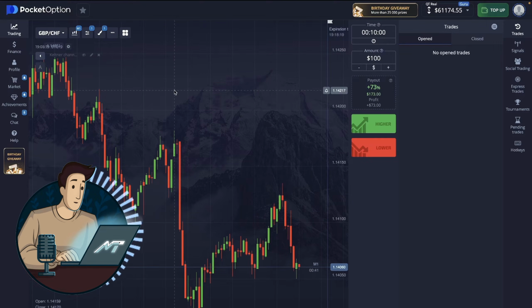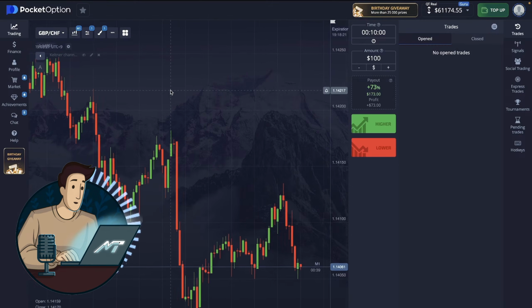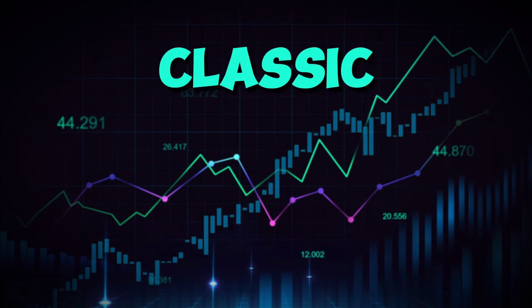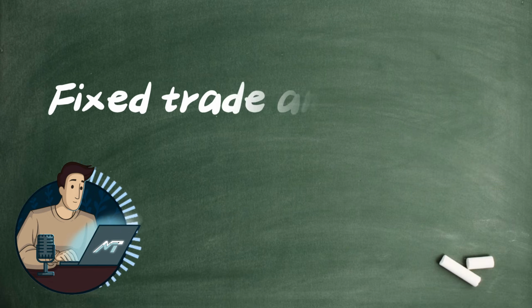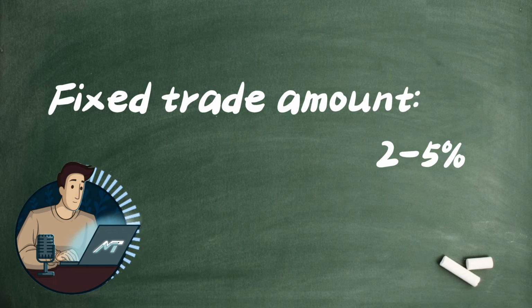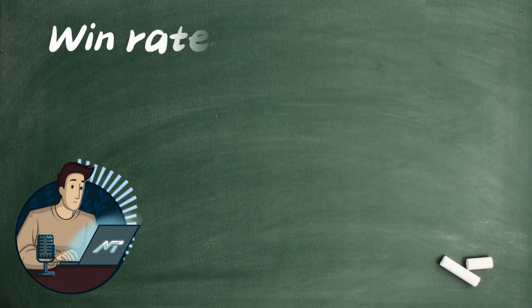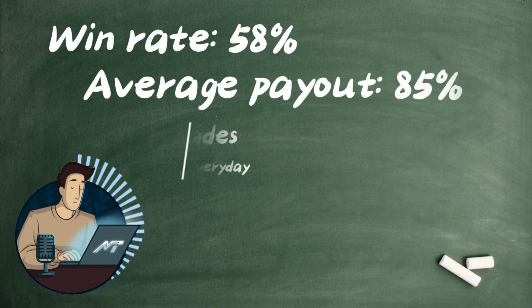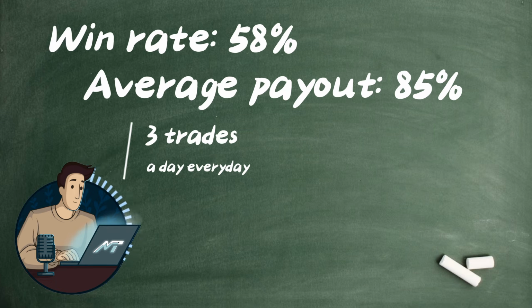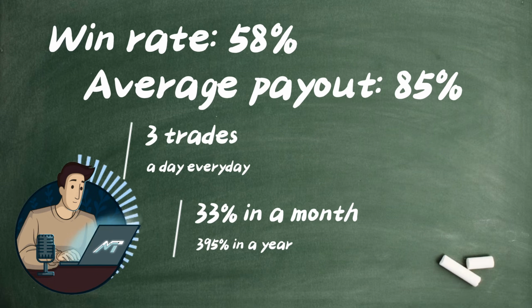Alright, let's take a look at the first method of money management. Classic fixed amount. Its name speaks for itself. Your trade amount is fixed and is usually around 5% from your deposit. So let's say your win rate is 58% and your average payout is 85%. You are making 3 trades a day every day. You'll grow your deposit by 33% in a month and 395% in a year.